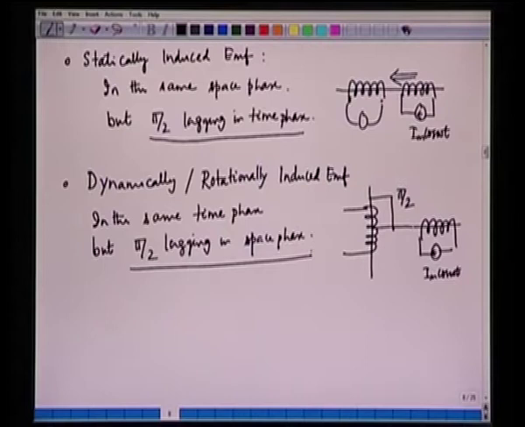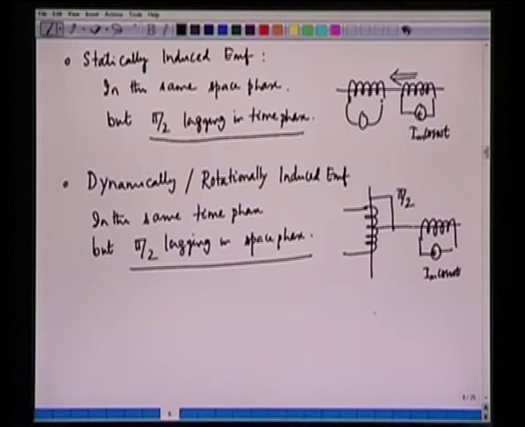It means a coil which is at right angle to the other coil will have maximum rotational induced EMF, and that is the reason why in a DC machine you have seen that the brush axis is orthogonal to the field axis. They are not in the same axis. The brush axis and the field axis are orthogonal. If you align the brush axis with the field axis, the rotational induced EMF will be equal to 0, because in a DC machine we have only rotational induced EMF. The field winding is not having any alternating current.